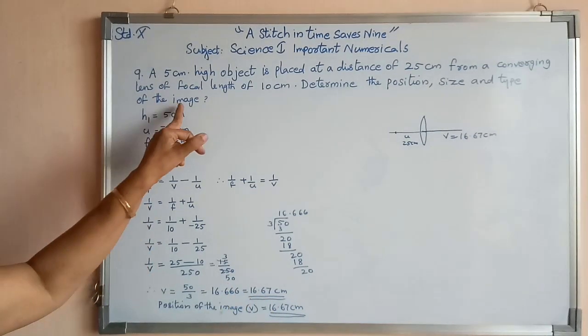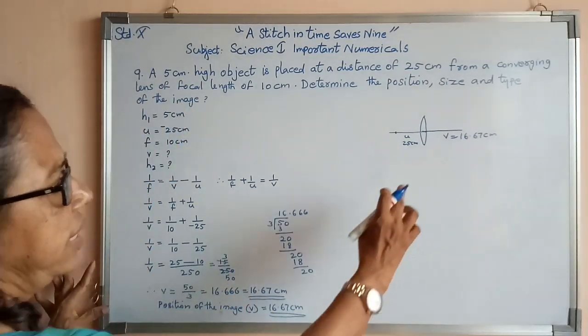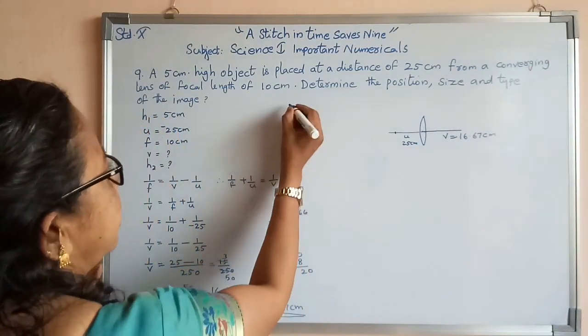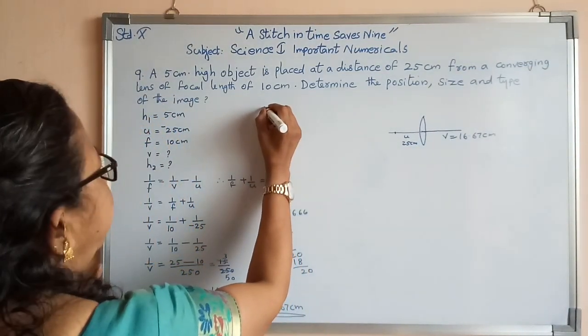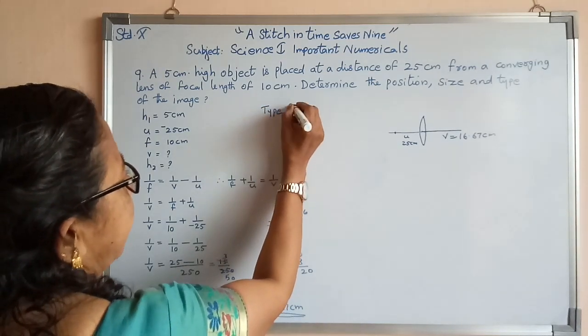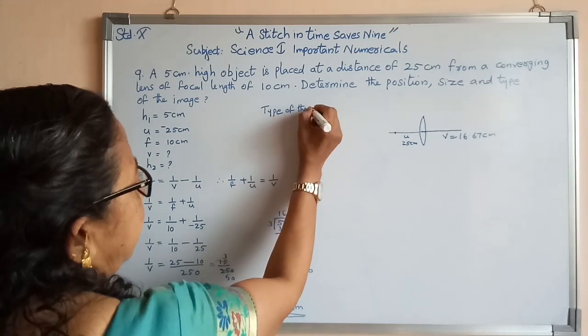After that, the type of the image also we can write. Here the answer is coming positive, right hand side. That means now we can write the type of the image, that is only the nature of the image. Type of the image.